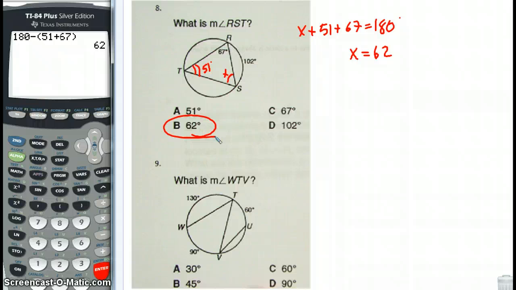What is angle WTV? This angle right there. Okay, well, we've got a lot of information given, but simply, if this is 90 degrees, this is an inscribed angle half as much. 90 divided by 2 is 45. Ignore all the other information.